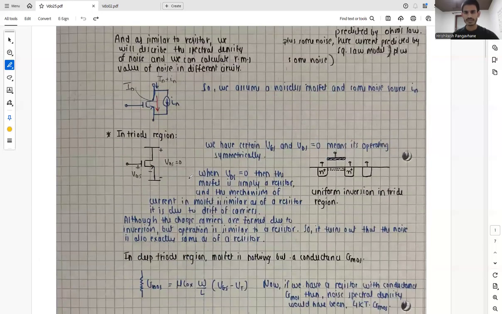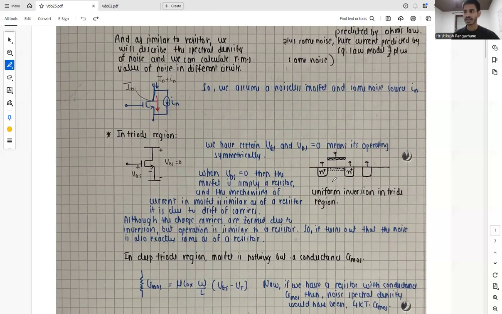As we know, MOSFETs operate in the deep triode region and in the saturation region. So we have to define the noise or the spectral density in all the regions, for certain VGS and VDS. In the triode region, we have VGS and our VDS equals 0. This means it's operating symmetrically, and we have a uniform inversion in the triode region. When VDS equals 0, the MOSFET is simply acting as a resistor, and the mechanism of current in the MOSFET is similar to that of a resistor, and it is due to the drift of carriers.